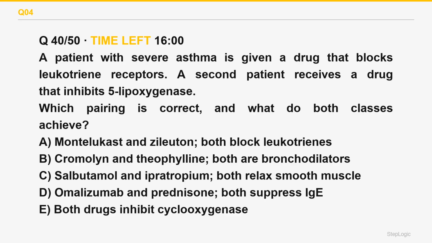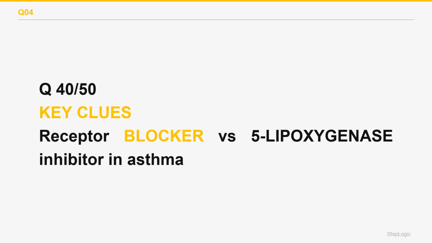Read the command, the pairing, and what both achieve. Two drugs interrupt the same pathway at different points. Arachidonic acid is metabolized down 2 branches. The lipoxygenase branch produces leukotrienes, which cause bronchoconstriction, mucus secretion, and eosinophil recruitment.